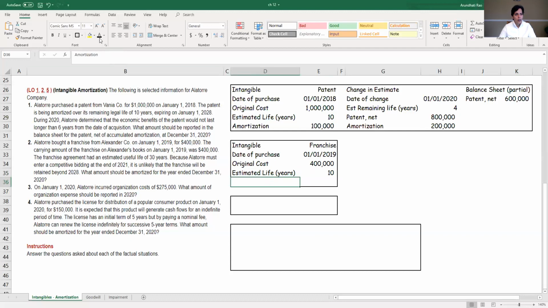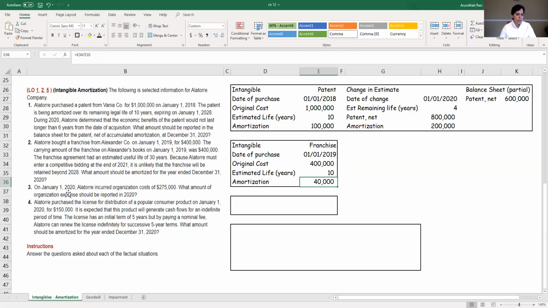So what should the amortization be? Simple answer, 400,000 divided by 10, and the answer is 40,000. Calculation is easy as long as we know what numbers we're working with. So for the second case, the key was identifying the period over which I can amortize this asset. Now let's look at the third one.